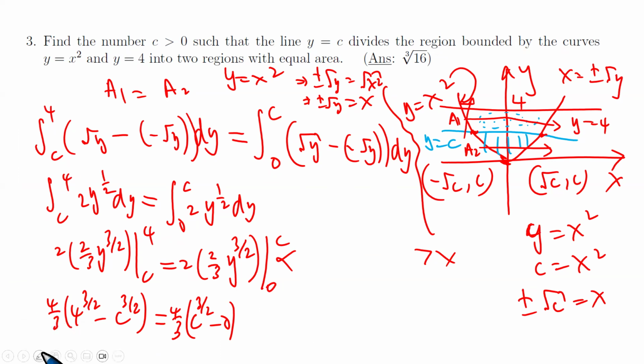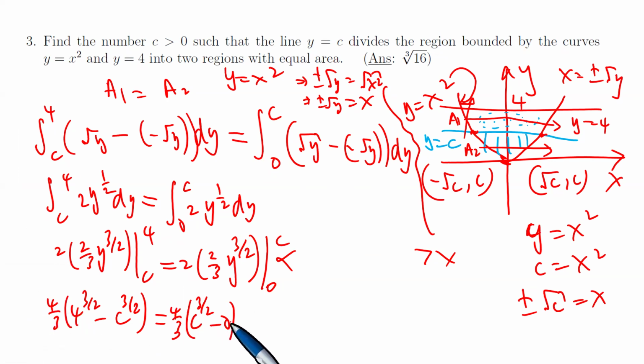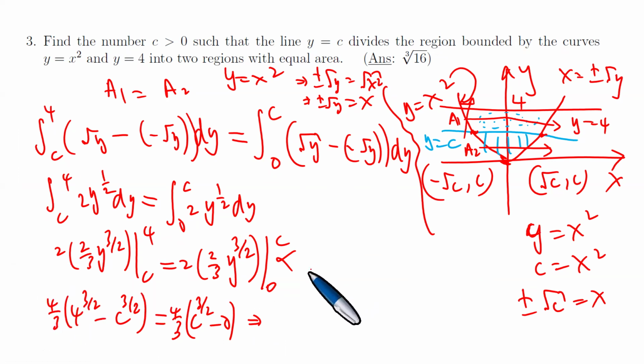So now at this point, what do we have here? Which is exactly 4 over 3.